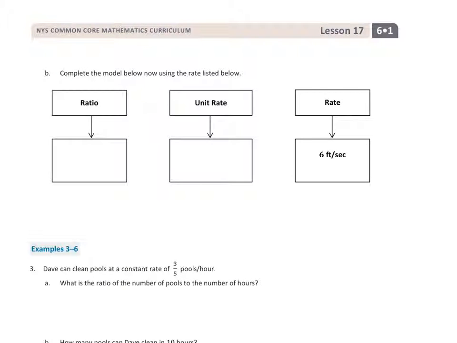So here it gave us a rate. It gave us a rate of 6 feet per second. So that would be 6 feet per 1 second. So we know our ratio is going to be 6 to 1. And then our unit rate, they already gave it to us, is 6 over 1. Or, as we sometimes say, 6/1 or 6. All those can be true.